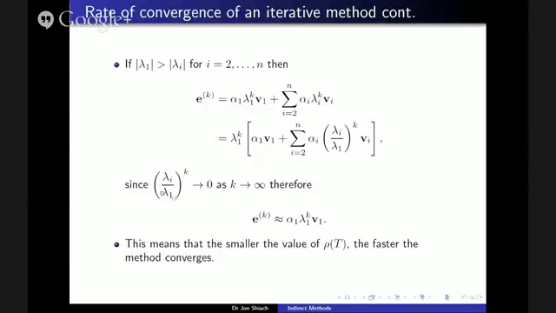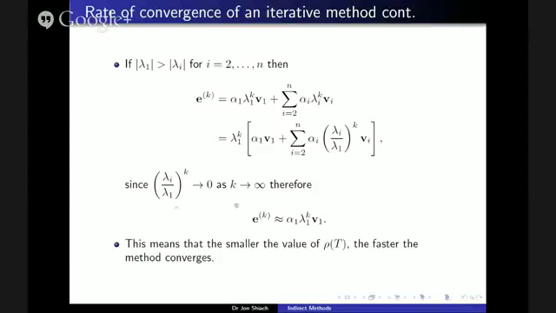Well, if lambda 1 was the largest eigenvalue, all other eigenvalues divided by lambda 1, to the power k, is going to tend to 0, because this number here is going to be less than 1. Any number less than 1 to the power k, as k tends to infinity, is going to tend to 0.